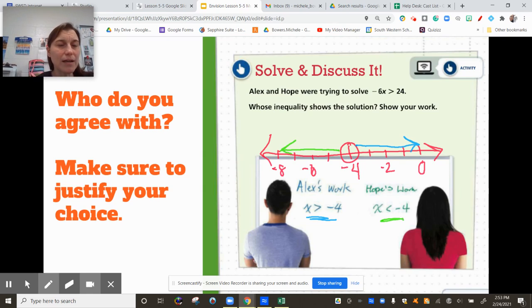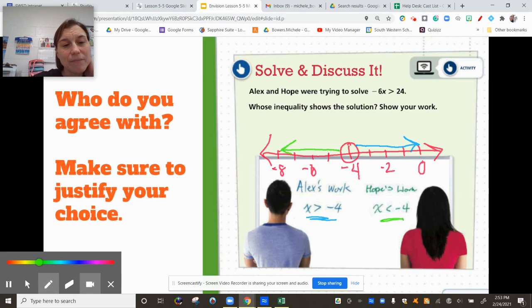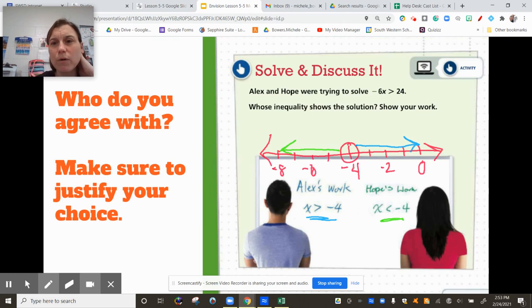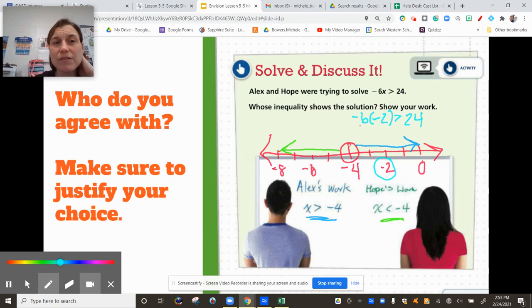So to figure out who's correct, I'm just going to check both of them and see whose solutions work. So I'm going to pick a number for Alex. I'm going to pick a number that is greater than -4, so over here in his blue arrow. Something like -2. And I'm going to put it in the inequality. So -6 times -2, is that greater than 24? -6 times -2 is 12. Is 12 greater than 24?